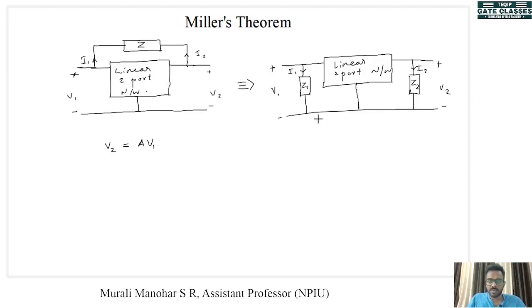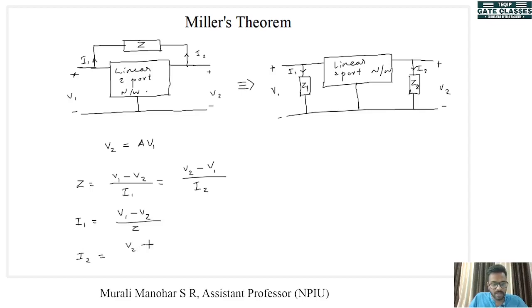Now we can derive the equations for Z1 and Z2 in terms of Z and A. In this case, on the left hand side, we can write Z is equal to V1 minus V2 divided by I1, and that is same as V2 minus V1 divided by I2. Also, I1 can be written as V1 minus V2 divided by Z. Similar way, I2 can be written as V2 minus V1 divided by Z.